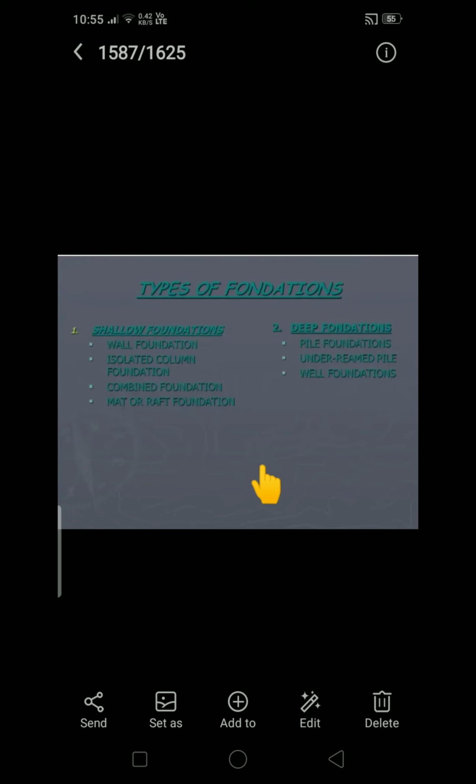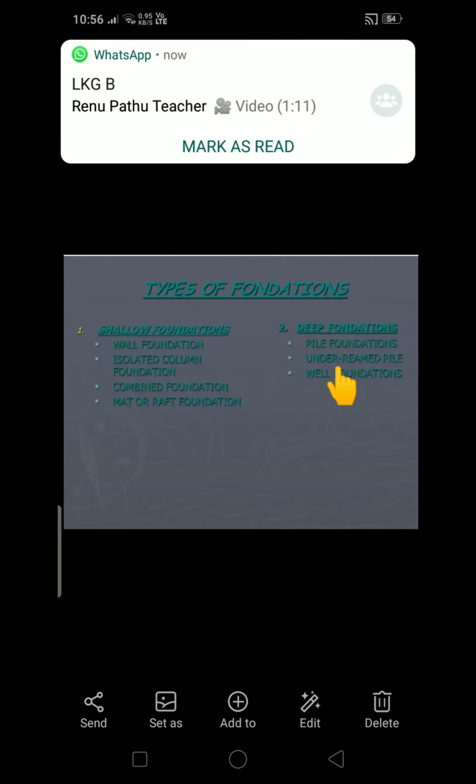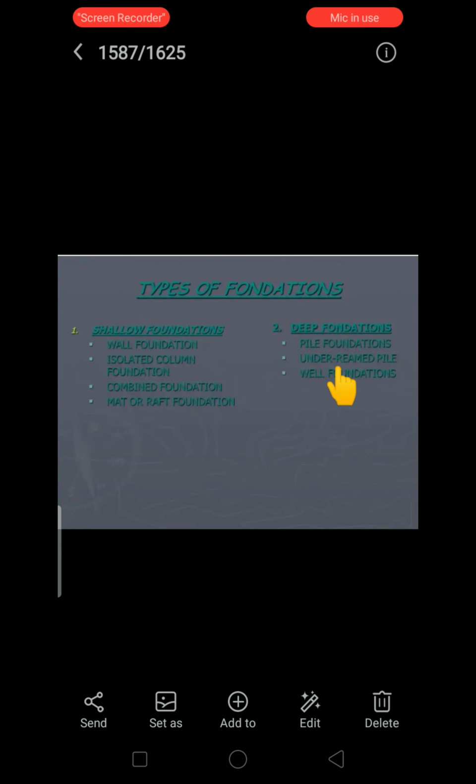Coming to the types of foundation, classifications are done once again within the shallow and deep foundations. In the shallow foundation, the first one is the wall foundation, then isolated column foundation, combined foundation, and mat or raft foundation. In the deep foundation, we have pile foundation, under-reamed pile, and well foundation. These are some types that come under shallow and deep foundations.